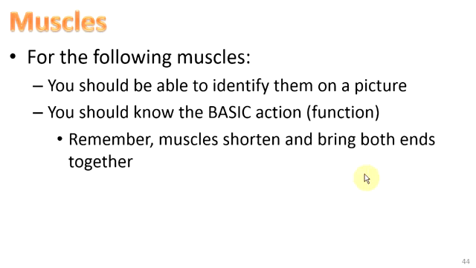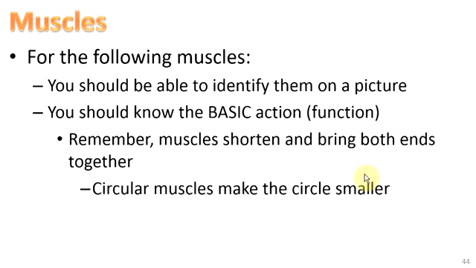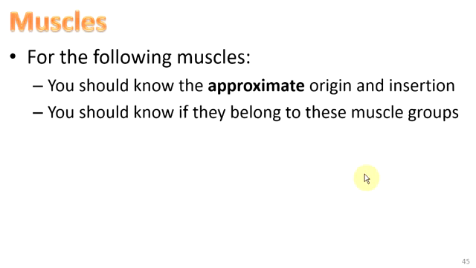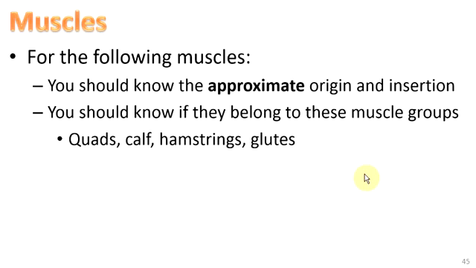And just remember, muscles shorten and bring the two ends together. And remember, circular muscles make the circle smaller. So we're going to run into 2 circular muscles that we'll talk about today. You should know the approximate origin and insertion, and you should know if they belong to any of these following groups. Okay, now there are more groups than this, just that some of them are a little more difficult and we're not going to talk about them, okay?